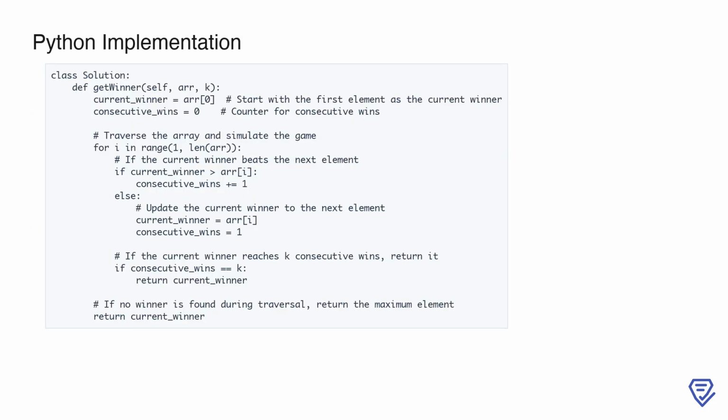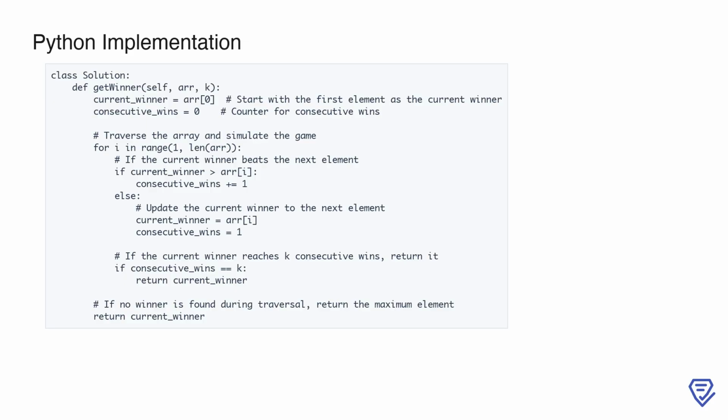This solution efficiently simulates the game described in LeetCode problem number 1535. Here's a detailed explanation of how the code works. 1. Initialization. We start by assuming the first element of the array, arr[0], is the current winner. Additionally, we initialize a consecutive_wins counter to 0.